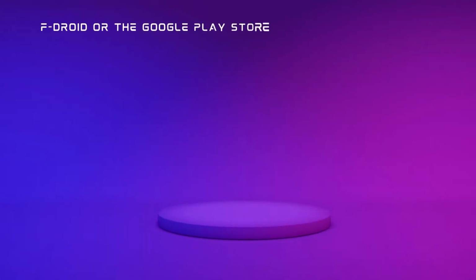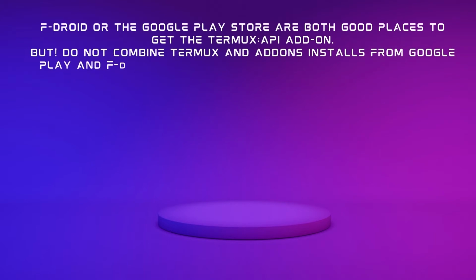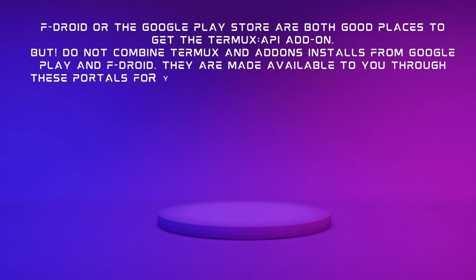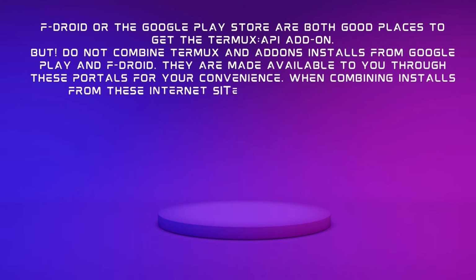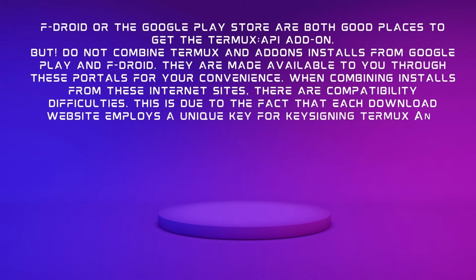F-Droid or the Google Play Store are both good places to get the Termux-API add-on, but do not combine Termux and add-ons installs from Google Play and F-Droid. They are made available to you through these portals for your convenience. When combining installs from these sites, there are compatibility difficulties. This is due to the fact that each download website employs a unique key for signing Termux and add-ons.